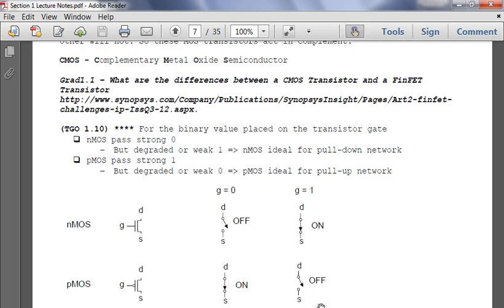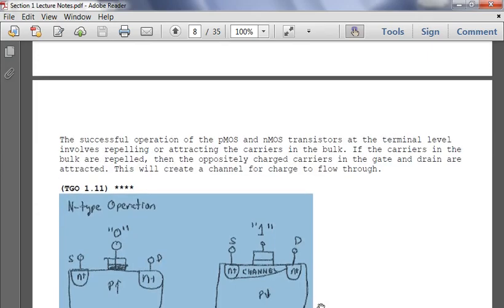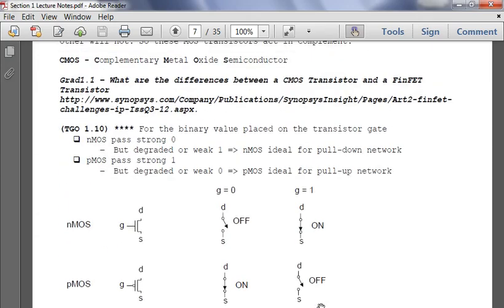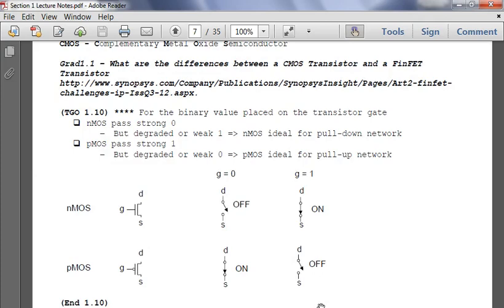Okay. What are you doing? Let me look ahead real quick, then I'll come right back up. Okay, so I'm going to explain 1.11 as well. 1.11 is almost how the channels are actually created.